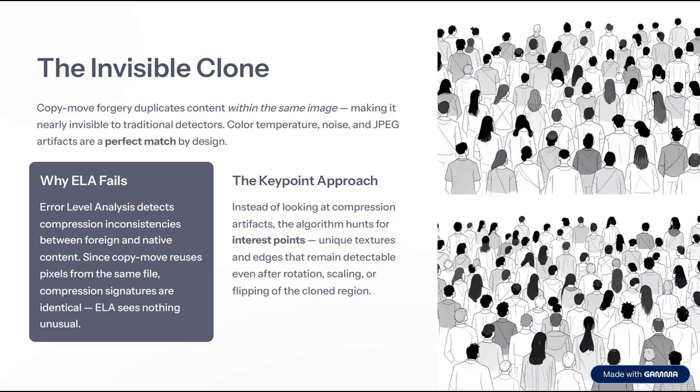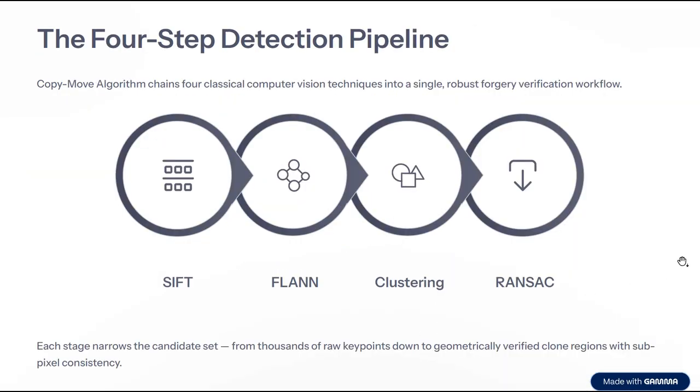Because traditional methods like error level analysis, ELA, often fail here, we use a key point-based approach. We look for interest points, which are unique textures and edges that are invariant to transformations like rotation and scaling. I'm going to describe my implementation of the algorithm, which is based on an article I will link down below.